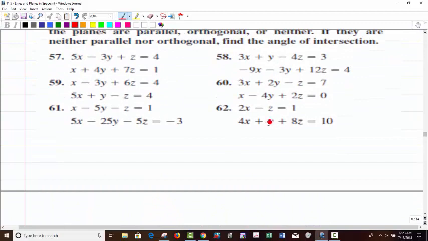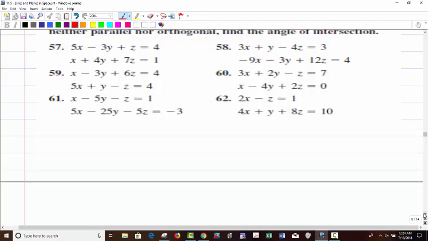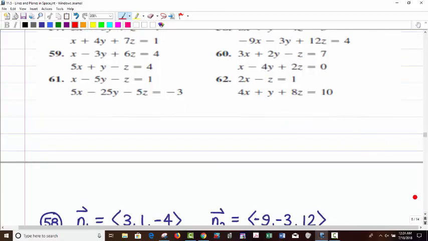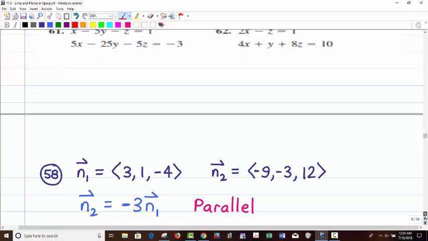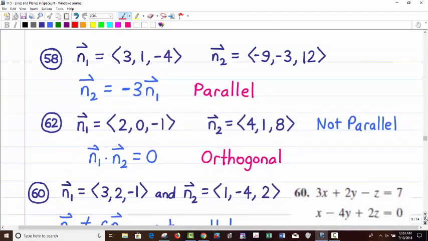Let's look at 62. There's no y, so it's 2, 0, -1. And then 4, 1, 1, 8 for the bottom one. Now you can quickly see that they're not parallel. Obviously you can't have 1 divided by 0, so they're not parallel. So now we'll check for orthogonal. In other words, just do the dot product between the two vectors. I got 0 as the dot product, so that makes that answer orthogonal. So we're done with that problem.